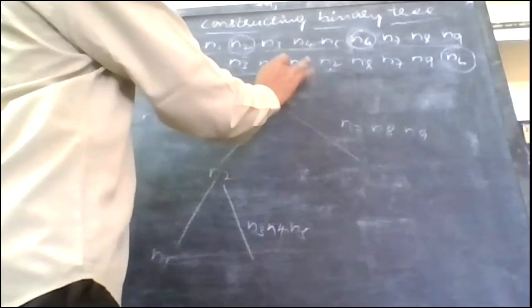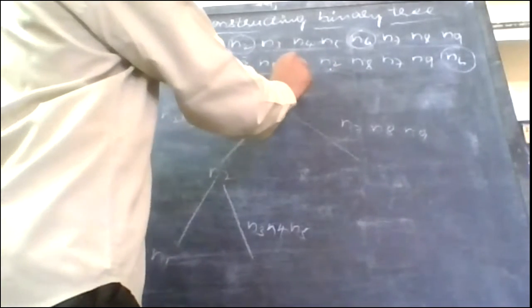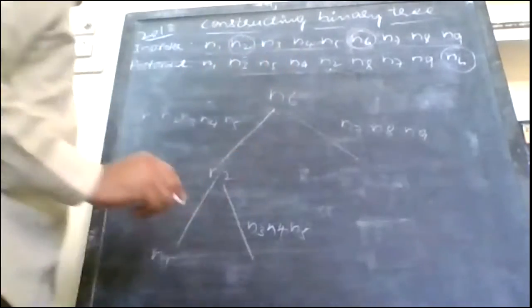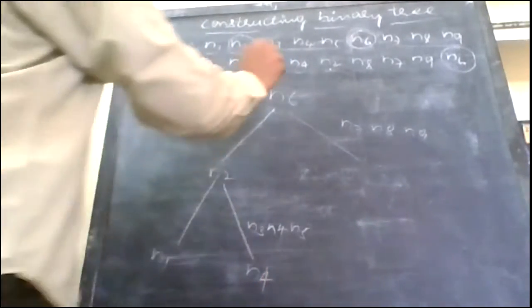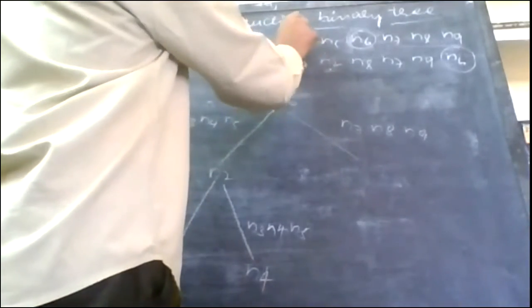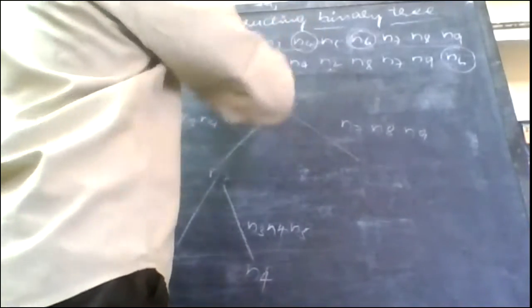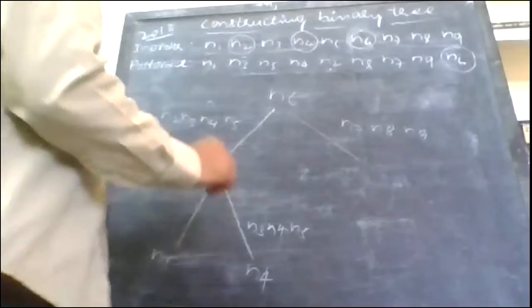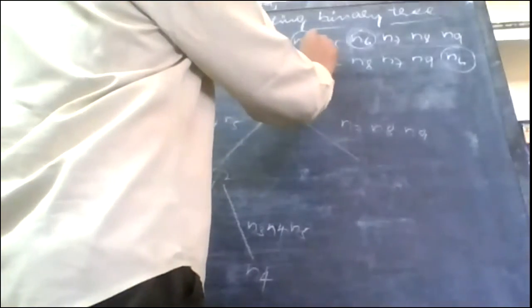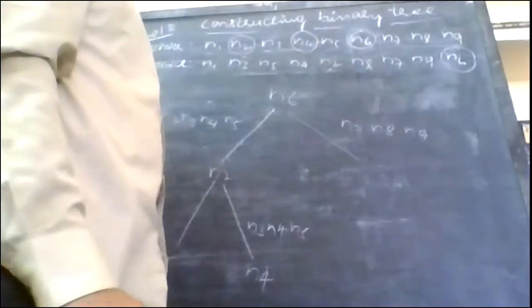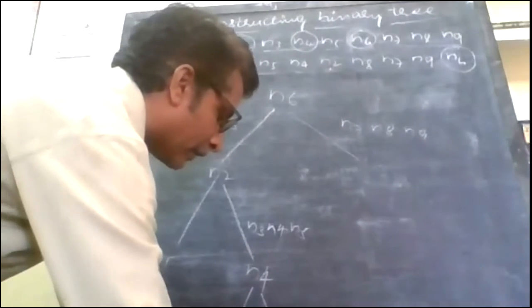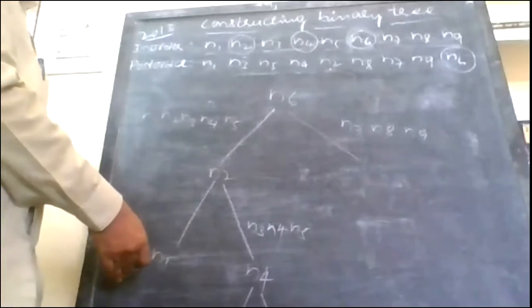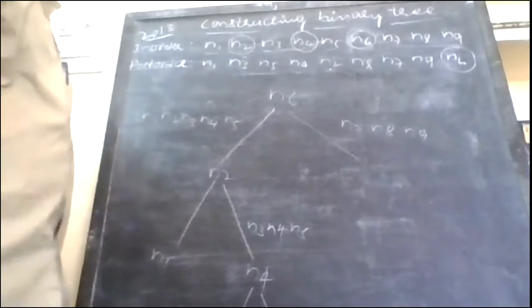Now I need to scan from this side. If I do so, I find this as a root. So that root is N4. Let me write that root and mention it here. N4 is the root. Now what do I find? N3 on the left side, and N5 on the right side. So which means the left subtree is successfully constructed.